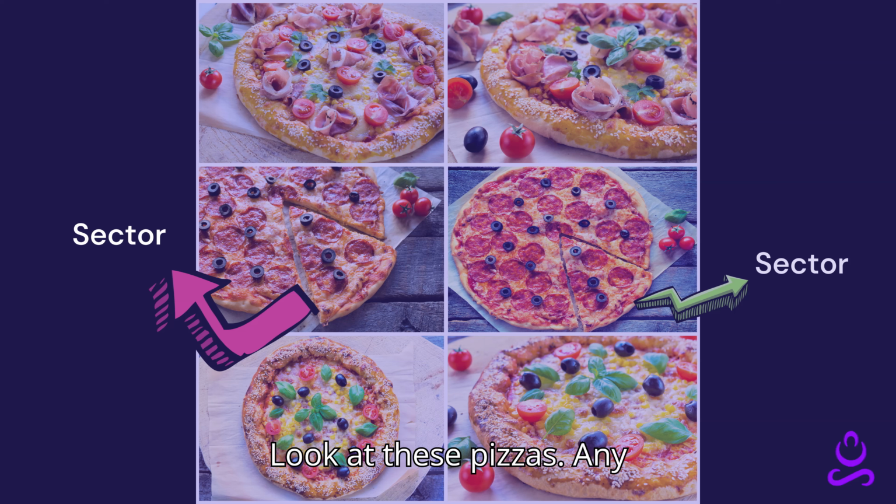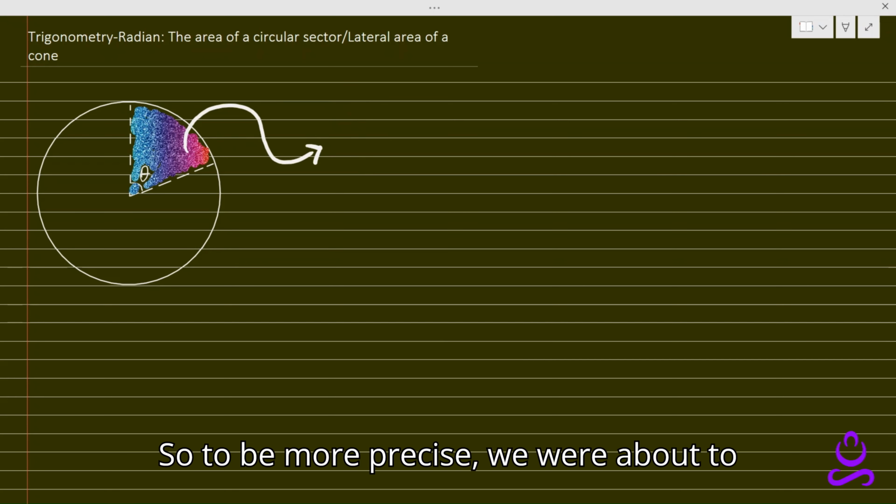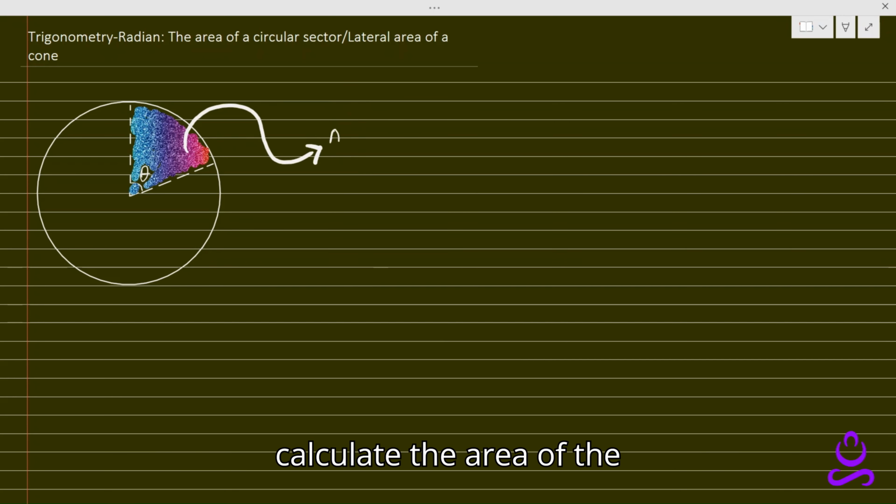Look at these pizzas. Any slice of these pizzas is called a circular sector or simply a sector. In this section, we learn first how to calculate the area of a sector. So to be more precise, we are about to calculate the area of the shaded region.